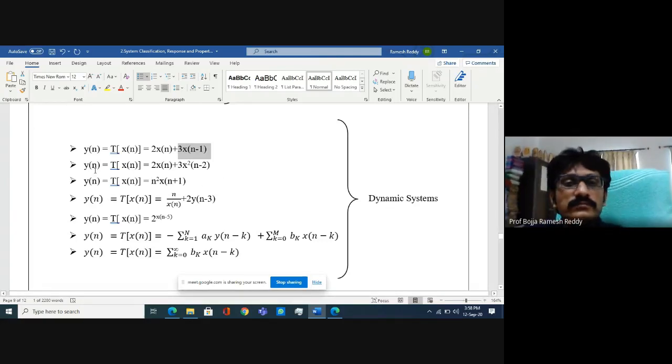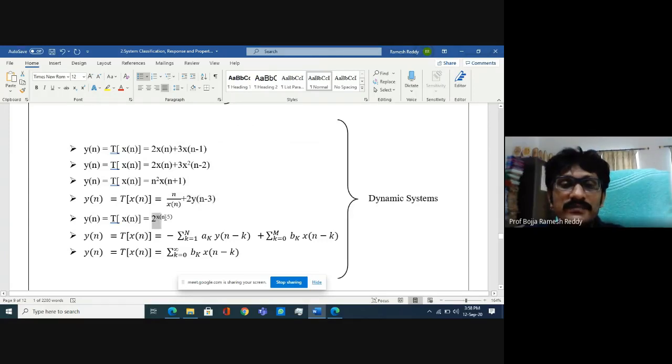Now see here, second one: present, past, present input, past input, past. That's why it is dynamic. Next, y of n plus 1 is future. Future things are included, that's why it is dynamic. Next, see here, y of n minus 3 is past output, memory, so it is dynamic.